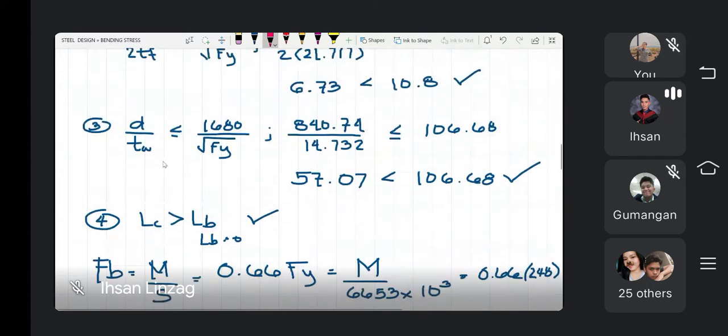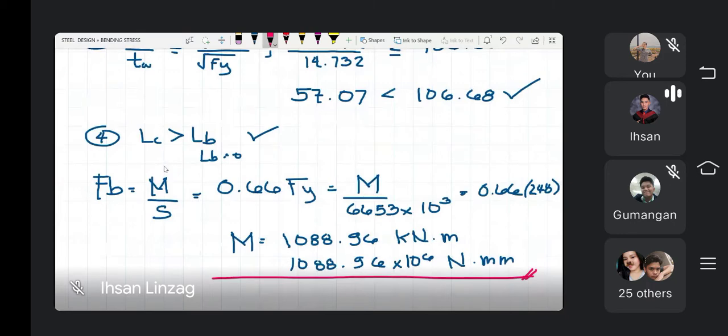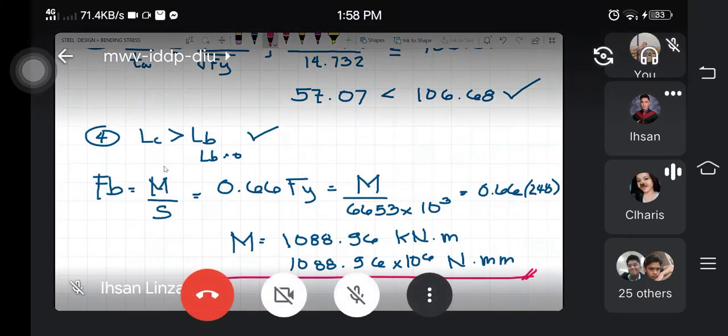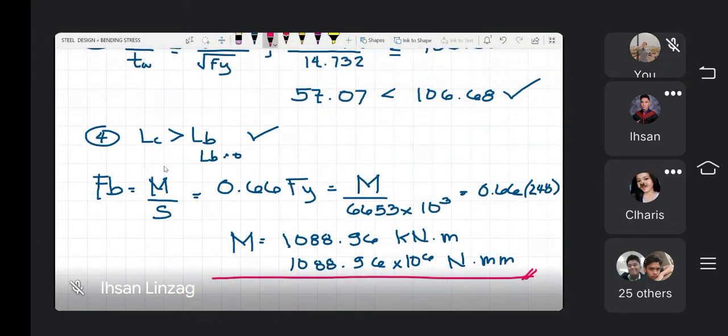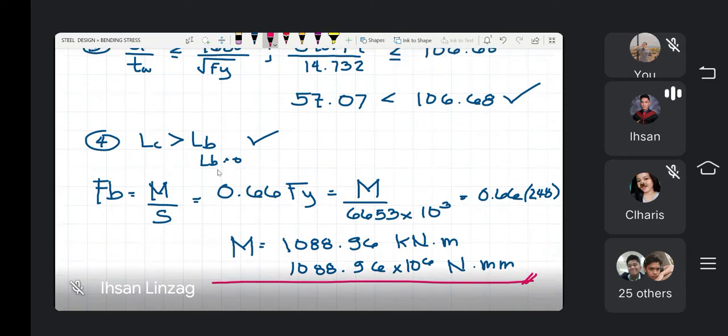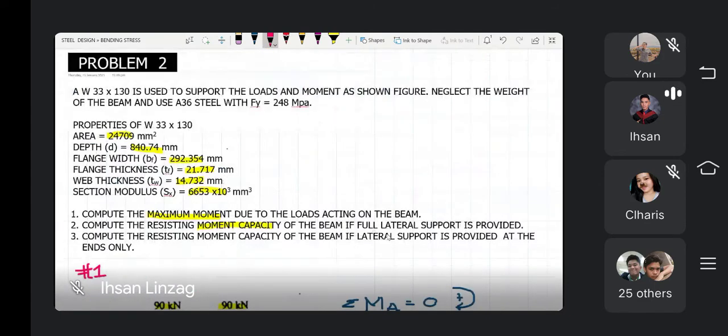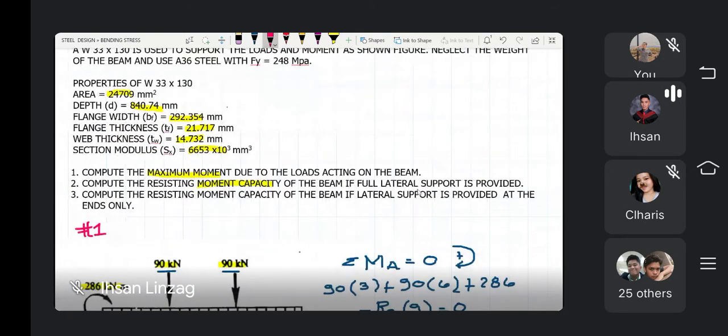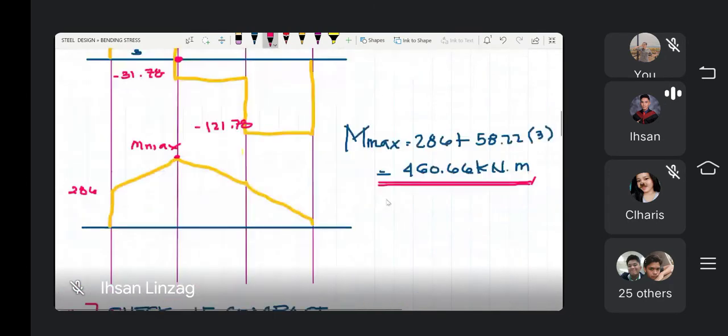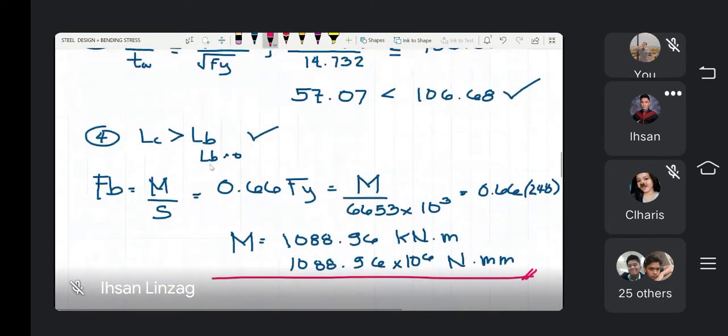So may tanong sa question 2. Sir, yung condition 4, paano po yan, sir, yung LC is greater than LB? LB natin is 0 because sabi ko nga sa lecture, kapag full lateral support ang sinabi, LB is automatic 0. Kaya LC is greater than 0.